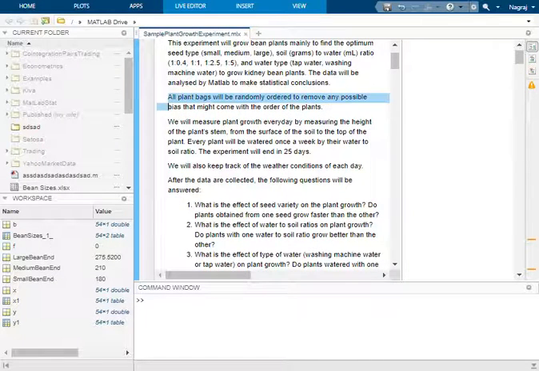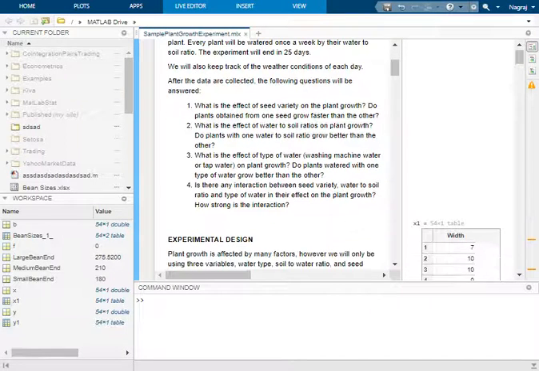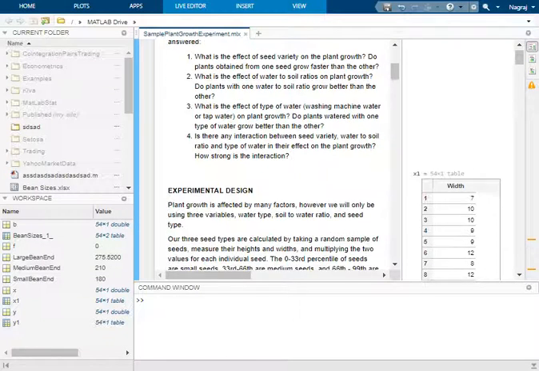So the plant bags will be randomly ordered to remove any potential bias that might come with the order of the plants. And we will measure the plant's growth every day by measuring the height of the plant stem from the surface of the soil to the top of the plant. We will also keep track of weather conditions of each day. So after the data is collected, the following questions will be answered. So you can pause the video and look at these questions.